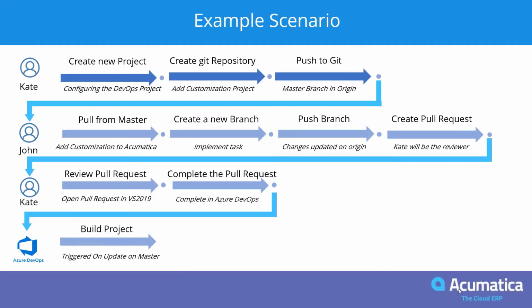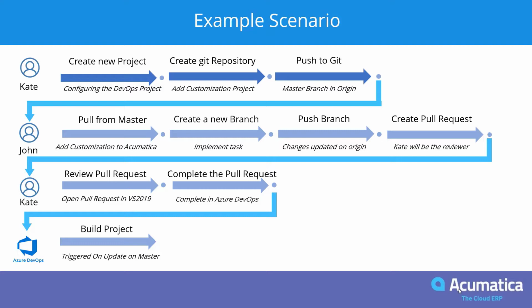Specifically in this diagram we can see the path which we will go through. We will be following two actors, Kate and John. In the first video we have actually already followed Kate as she created the project and pushed the code to Azure DevOps. In this video we will start with John, who will pull the code from the master branch, then create a new branch to implement his task.